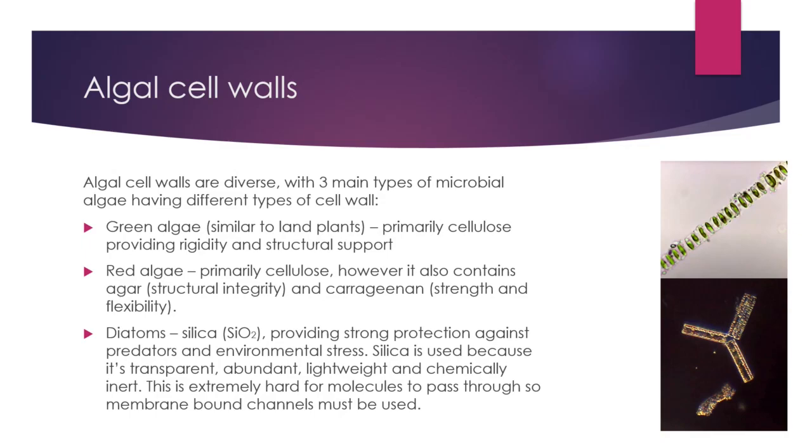Red algae, which is also primarily made up of cellulose, but also contains agar and carrageenan, and then diatoms, which contain silica, which is used due to its transparency that allows for photosynthesis to occur, its abundance, and the fact that it can float due to being lightweight. And it's also chemically inert, which allows it to be stable.